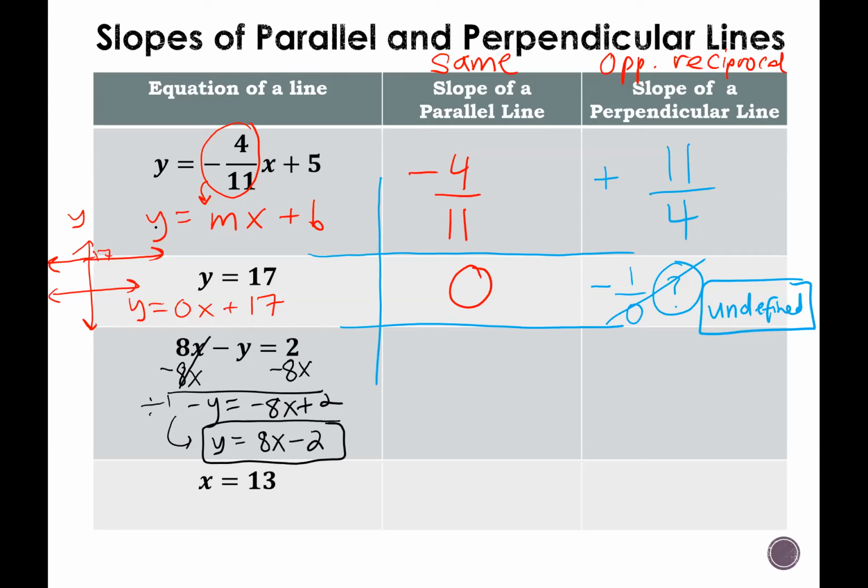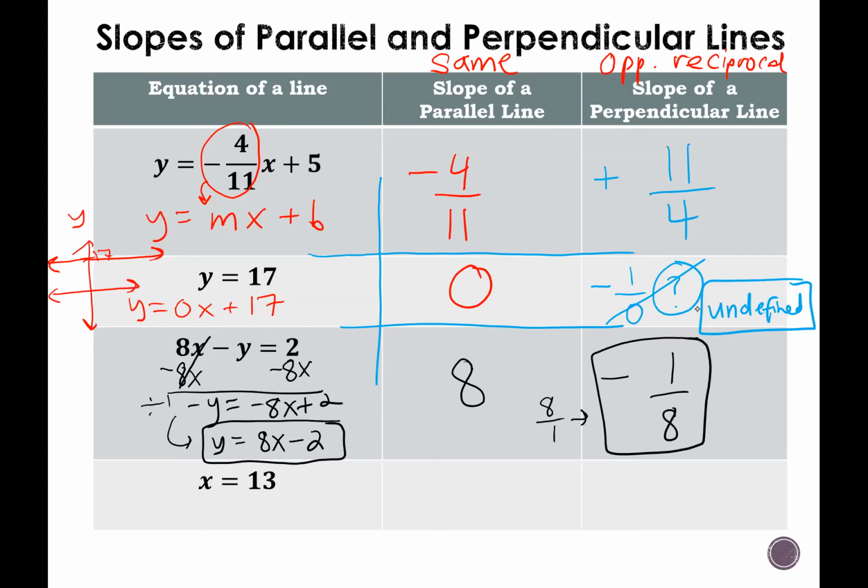If we compare that to y equals mx plus b, 8 is m, so our slope is 8. So that means the slope of a parallel line would also be 8, because parallel lines have equal slopes. Which brings us to perpendicular lines. If our original line has a slope of 8, and a parallel line would have a slope of 8, the slope of a perpendicular line would be the opposite reciprocal. So the opposite of positive 8 would be negative, and then the reciprocal, if I imagine this 8 is actually 8 over 1, I would need to take the reciprocal of 8 over 1, and that would turn into 1 over 8.